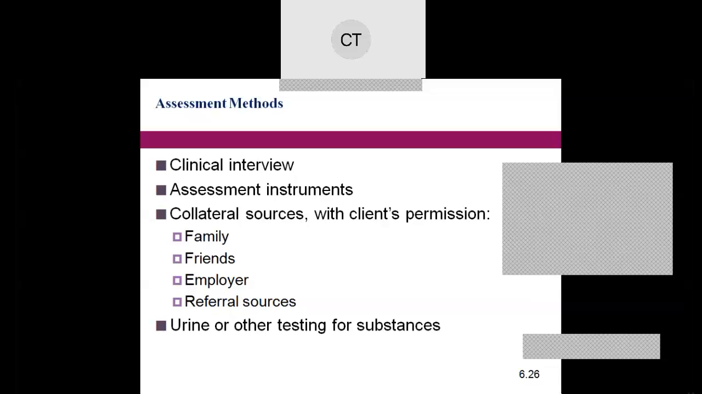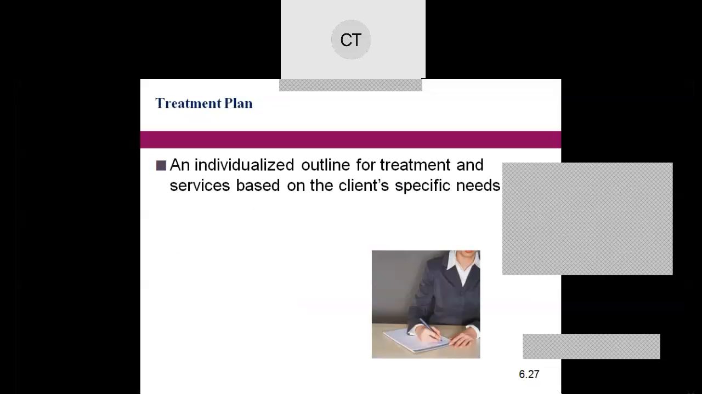Another area where we can do assessment is urine tests. Nowadays they do urine tests, blood tests. Some people even do testing of the hair, nail, etc. For alcohol, we can do the blood tests. We can test how much is in the blood, what is the content in the body. So all these testing, clinical interviewing, collecting information from the family, friends, employer, and referral sources are a must for making proper assessment of the client's issue.